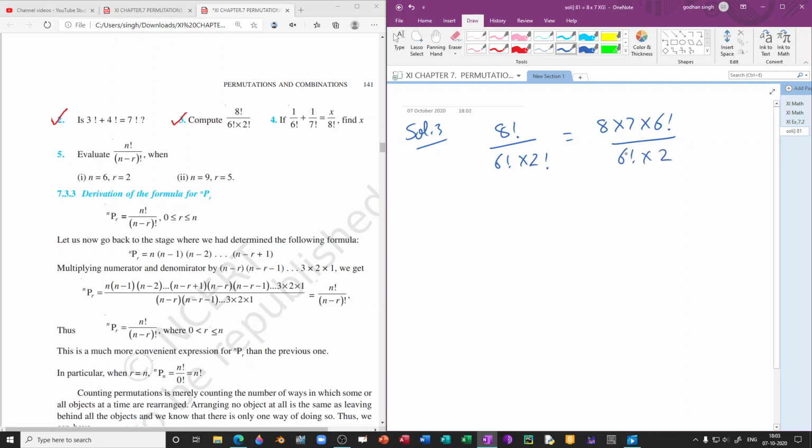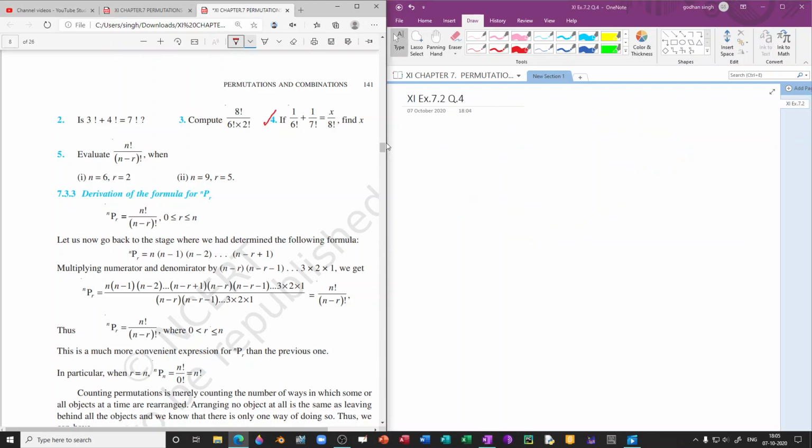So cancelling 6 factorial, and 2 factorial can be written as 2 into 1. So 6 factorial and 6 factorial cancel out. Then this 2 can cancel 8. So cancelling 2 and 8, we'll be getting 4. Therefore 8 factorial over 6 factorial into 2 factorial is equal to 4 into 7, that is 28. So this is the answer of question number 3.